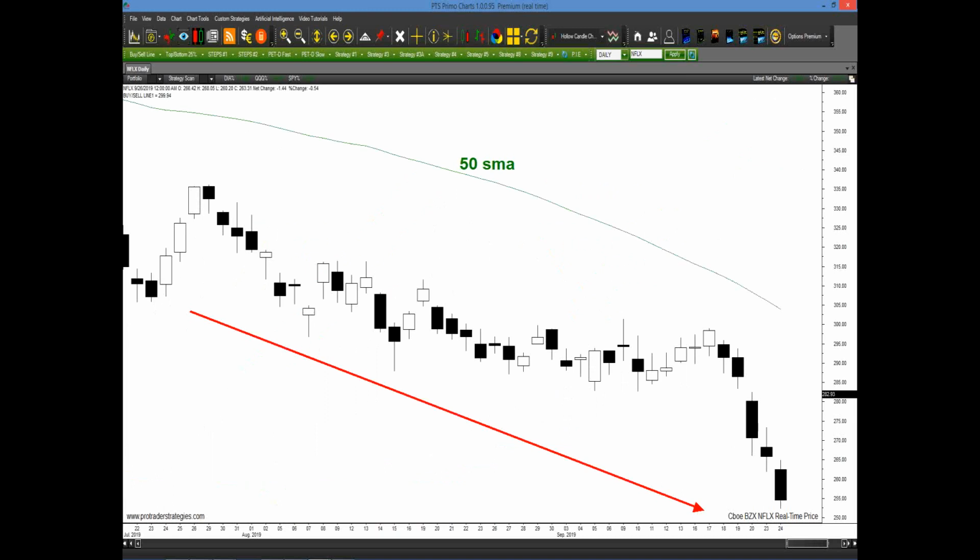You can go back and look at your last 10 or 20 trades and see how you were out of sync, most likely because you were buying below the 50 and selling above the 50. I knew right off the bat that if there was a rally in Netflix, I would have looked to sell it. Why? Because the overall trend is down.